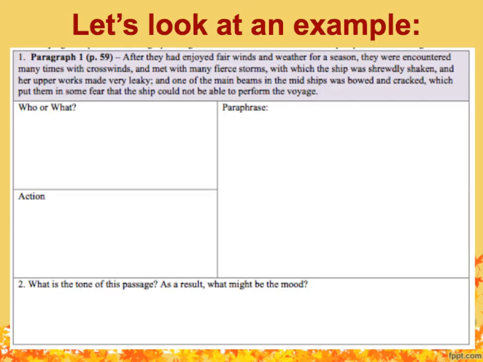So they enjoyed fair winds and weather for a season, but then they were encountered with crosswinds, and I know that I hear them talk about crosswinds on highways when they're doing the weather report, and then many fierce storms, with which the ship was shrewdly shaken. So the ship was shaken about, and the upper works were made leaky. So the weather seems to have damaged the boat because it's leaking. So one of the main beams in the ship, so the main beam in the ship was bowed and cracked, which put them in fear that the ship could not be able to perform the voyage.